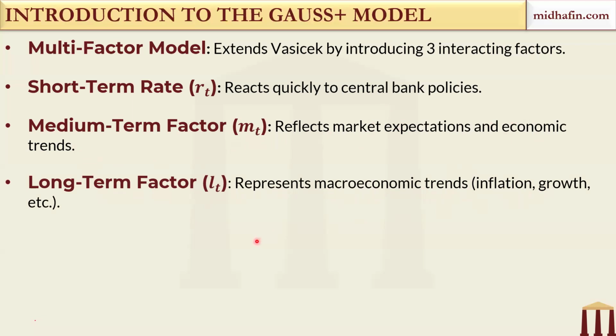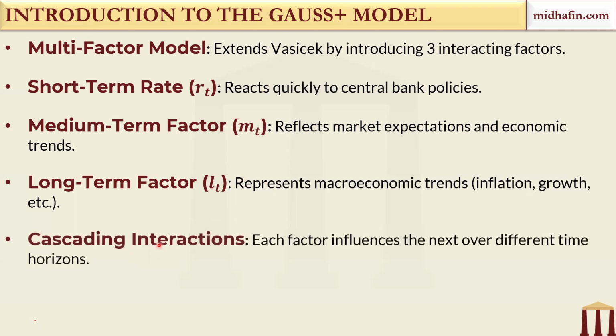So how does this work? See, each of these factors follows a mean reverting stochastic process. Each of these factors, okay. But unlike the Vasicek model, where there is just one process, you can say, the Gauss plus model introduces cascading interactions between these factors, where each factor influences the next over different time horizons, and we'll see this in a subsequent slide. Okay.